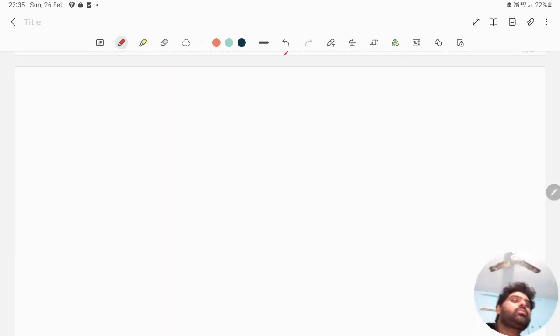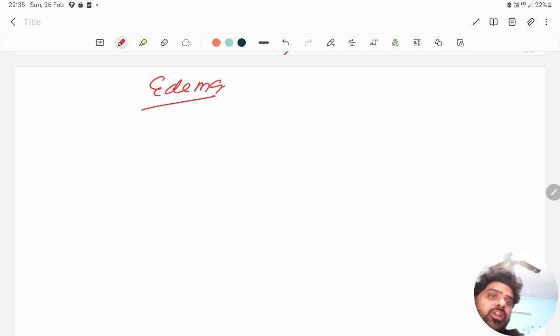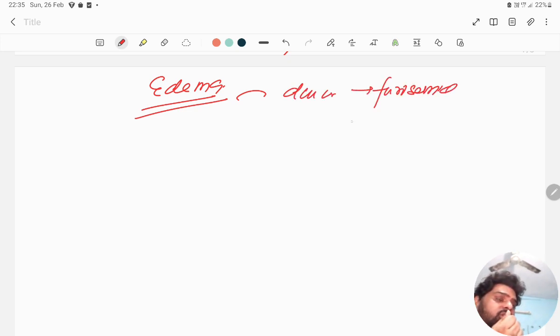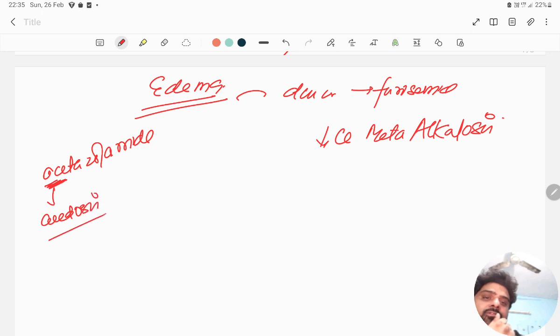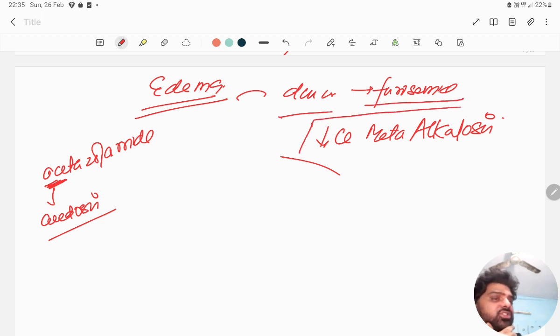Now, there can be edema in a patient of COPD, and I have told you the cause: renal hypoxia, pre-capillary sphincter, and cor pulmonale. Can we give diuretics? Please remember, if you give a diuretic like furosemide, there will be hypochloremic metabolic alkalosis. The only diuretic which causes acidosis is acetazolamide. AC, acidosis, acetazolamide, you can remember.